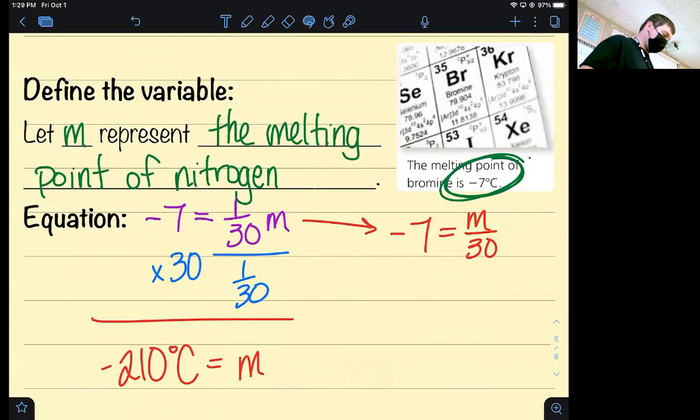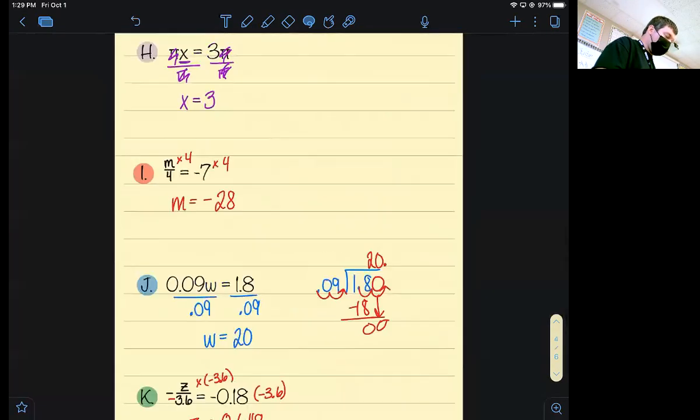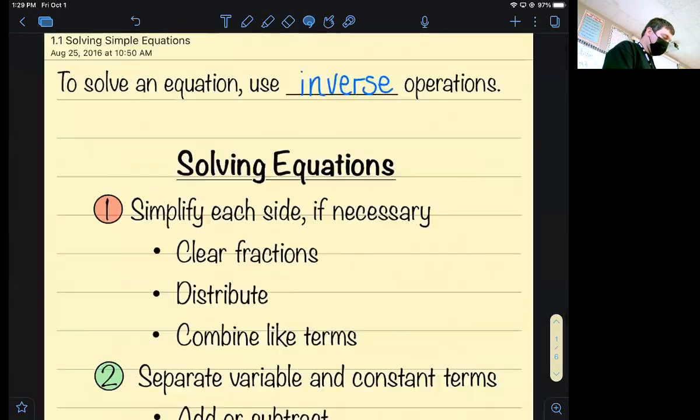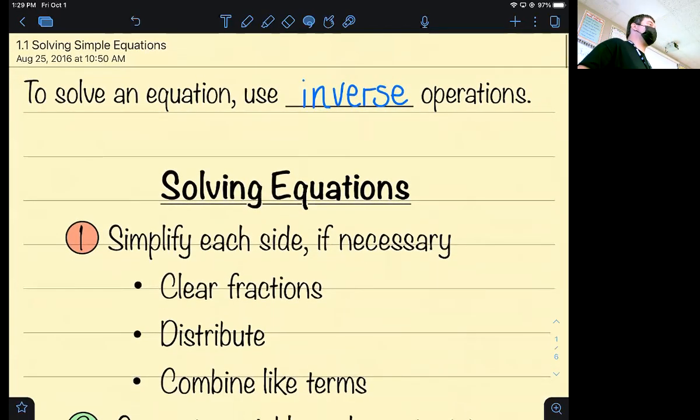Lizzie? It would be annoying. Yeah, you're going to have to do that later. Not today, though. We'll save that for a different section. Yeah, Sky? Oh, inverse operations. Yep. Any other questions?